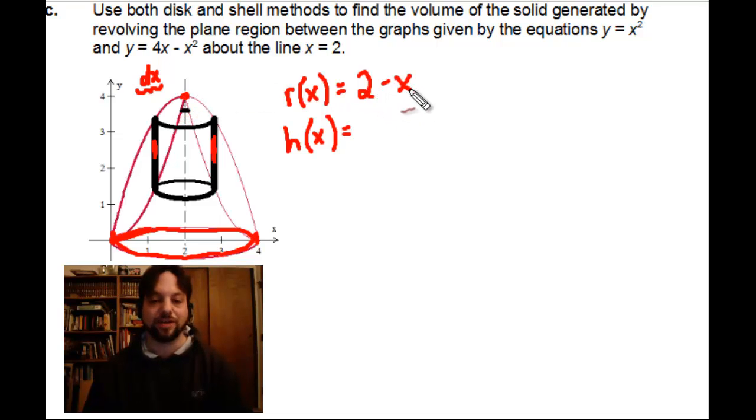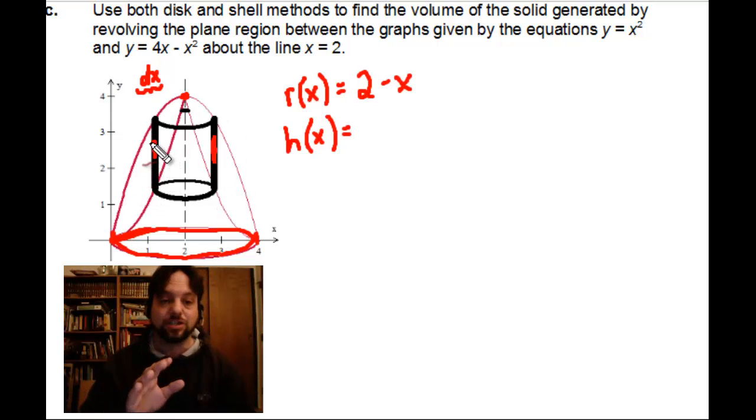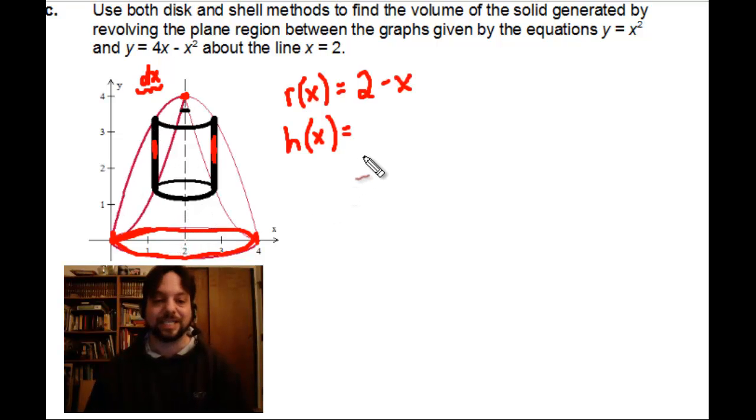Plug both of those x values into the radius, and you'll see that they do both hold, so that's good news. Now, what is the height of each one of these cylindrical shells? That's actually very easy to do. It's just going to be the top function subtracted by the bottom function for each value of x along this interval. That's actually going to be quite easy here.